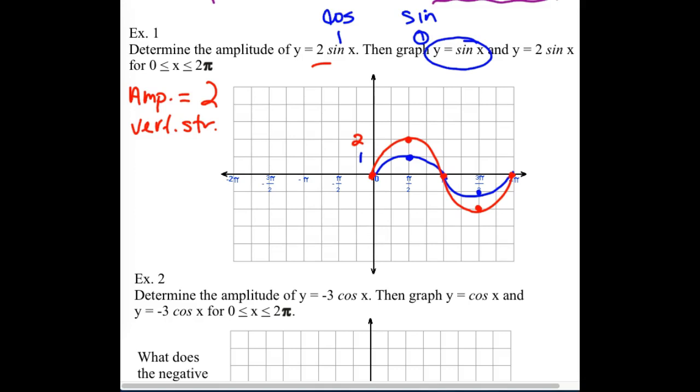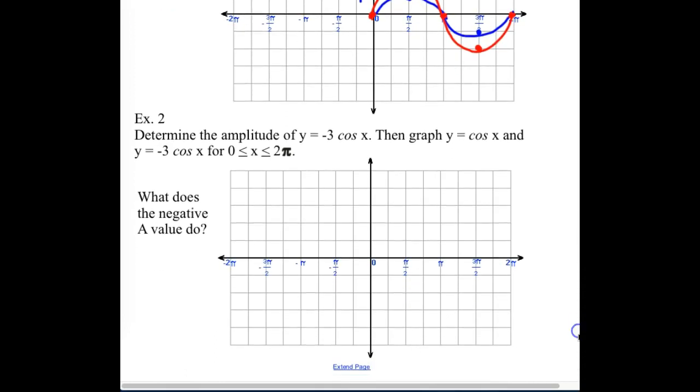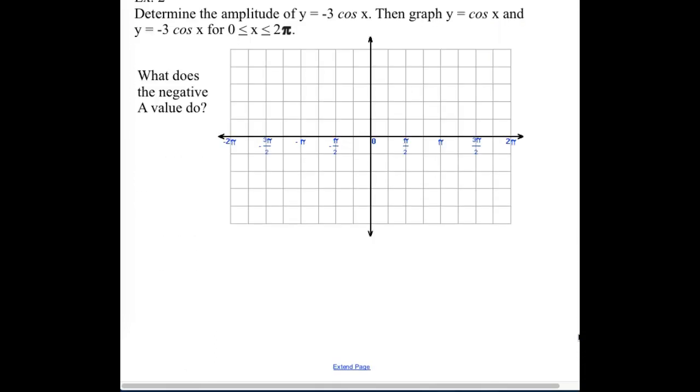Okay, let's try a cosine one. Let's go ahead and graph the cosine first. Cosine starts at 1. All right, then we go down to 0, negative 1, 0, positive 1. All right, so we want our little bowl looking thing. Try to hit your dots. All right.